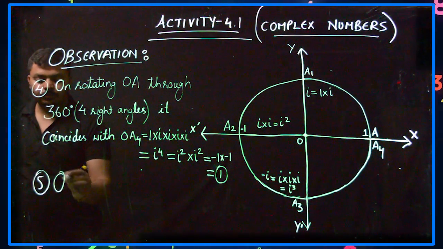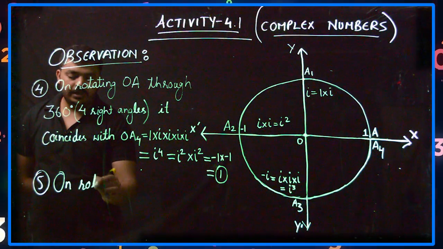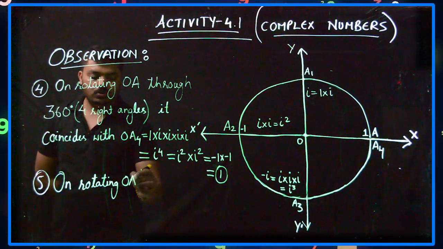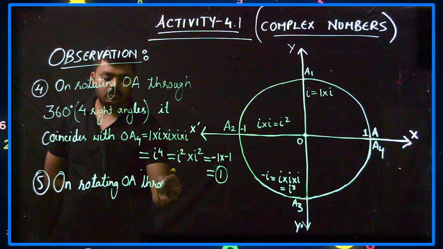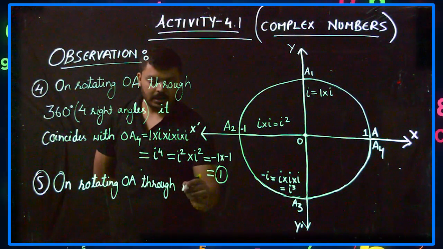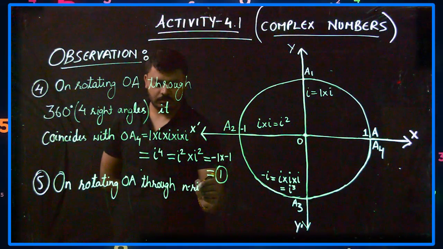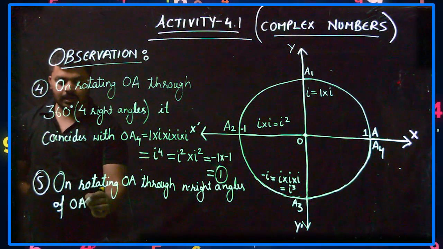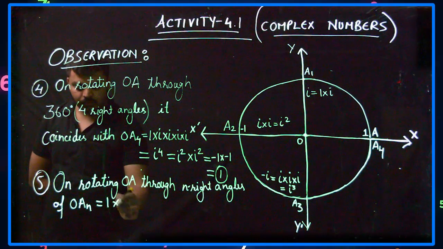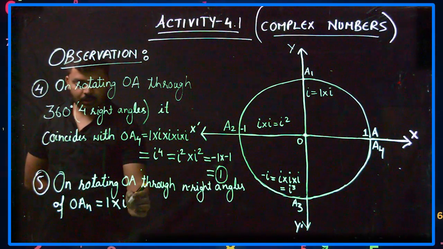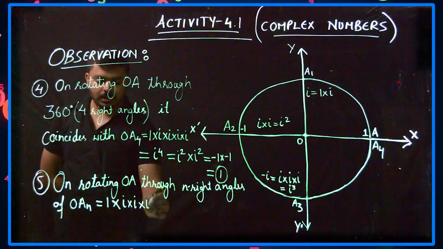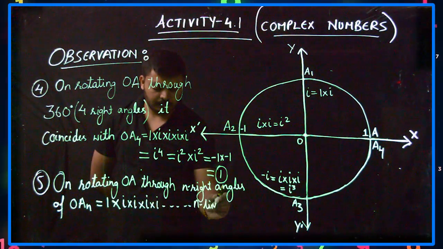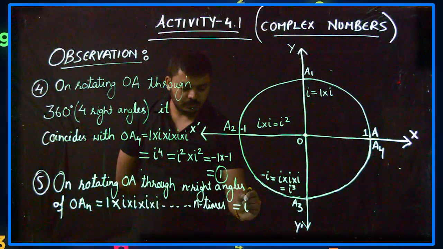Step 5. On rotating OA through n right angles, we get OAn, which becomes equal to 1 into i into i into i, up to n times, which becomes equal to i to the power n.